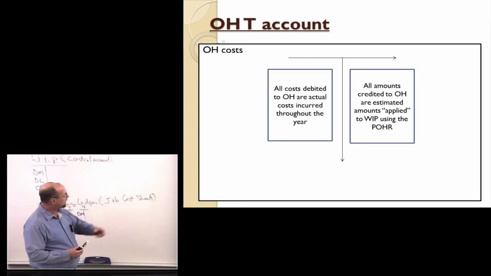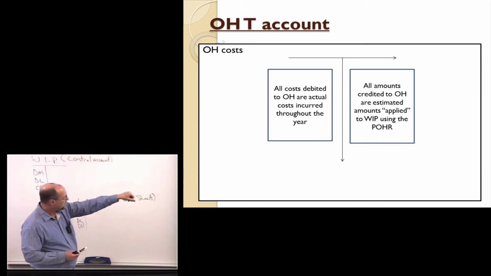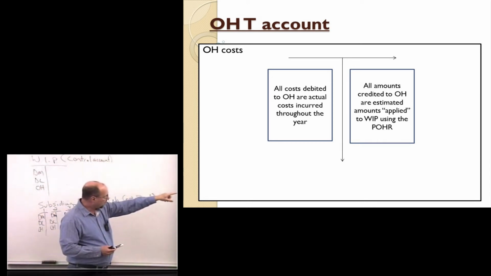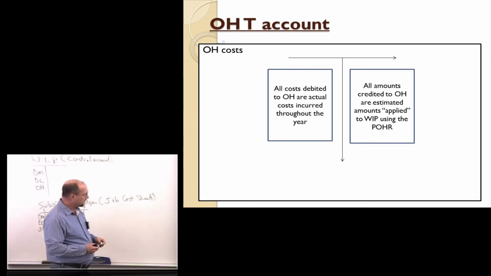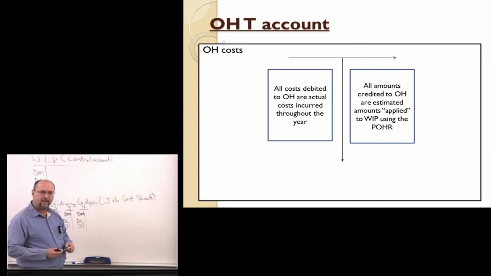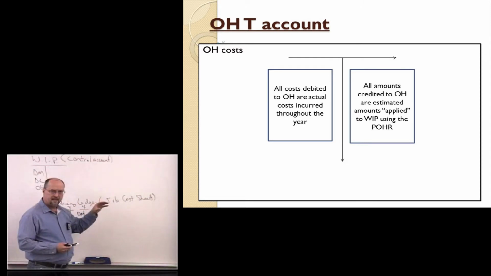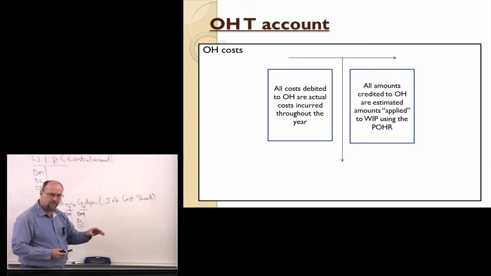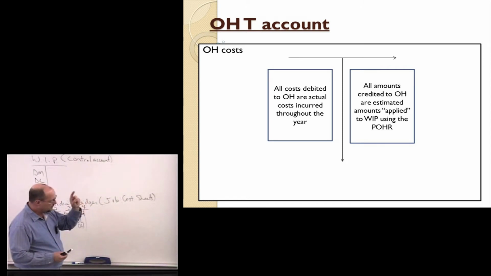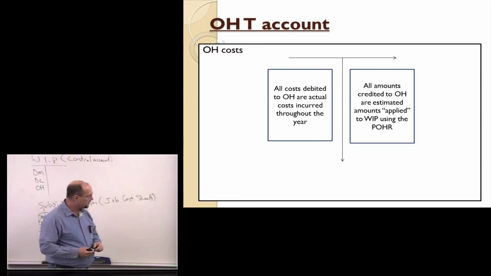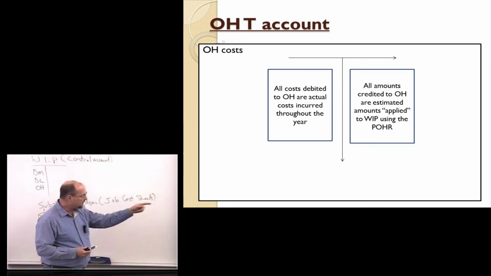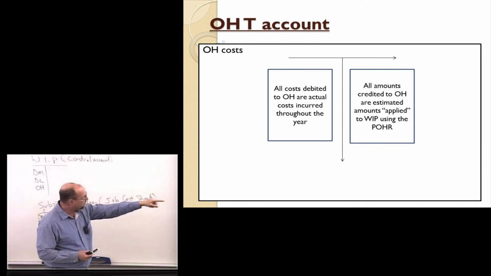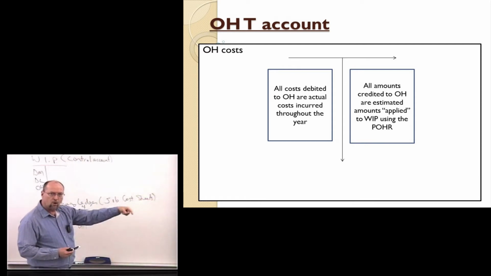Now, this is my overhead T account. Notice, all overhead costs debited to the overhead account are actual costs incurred throughout the year. So as we incur overhead costs, we debit overhead, and we credit a variety of different accounts. I'll talk about that in a moment. Notice, all amounts credited to the overhead account are estimated amounts applied or transferred to work in process using the predetermined overhead rate, POHR, predetermined overhead rate.